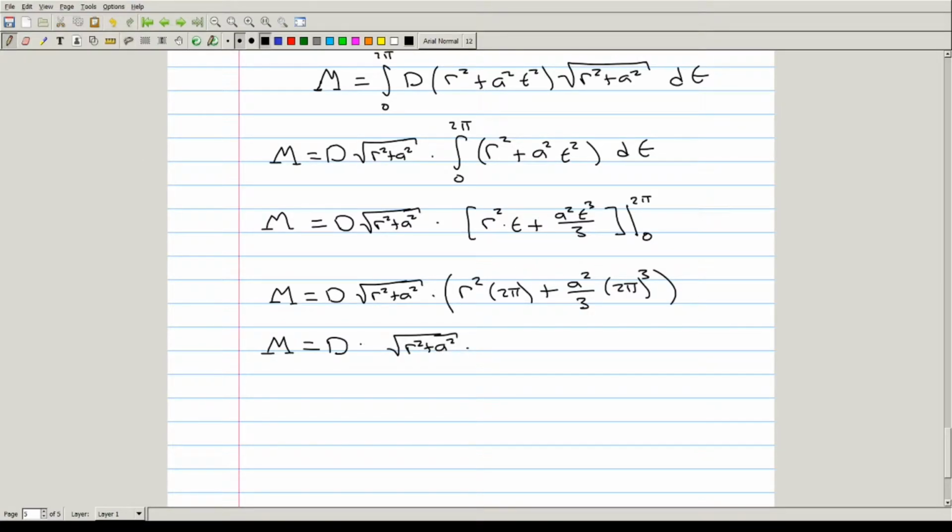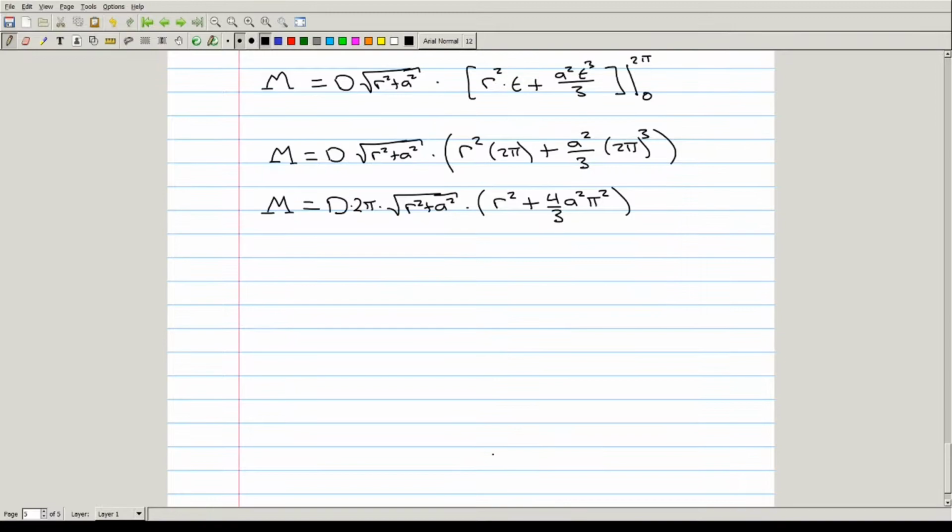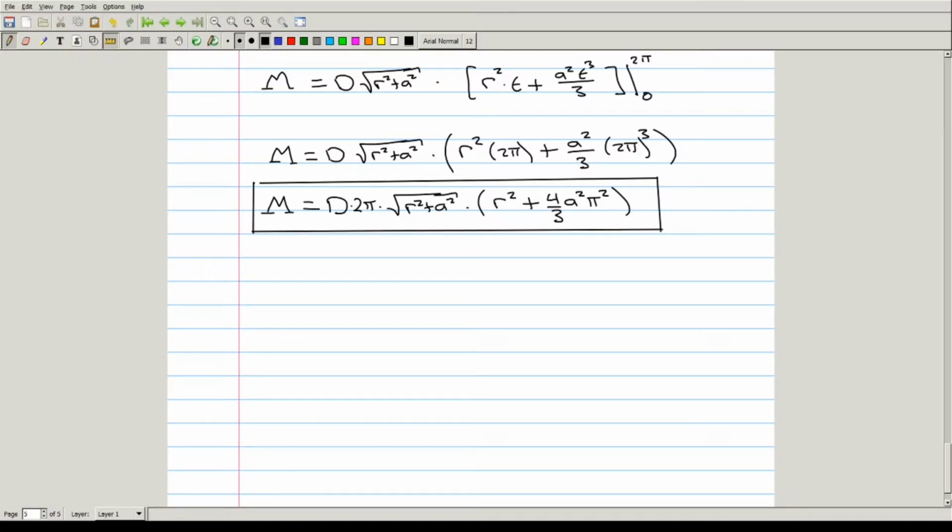Factoring out 2 pi here, we get d times 2 pi times the square root of r squared plus a squared times r squared plus, and what's left over when you factor out the 2 pi is 2 pi squared, so it'll be 4 thirds a squared times pi squared. And this is the formula for the mass of any helix, of any radius r, of any growth rate along the z axis.